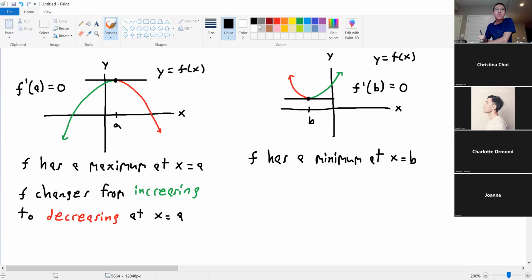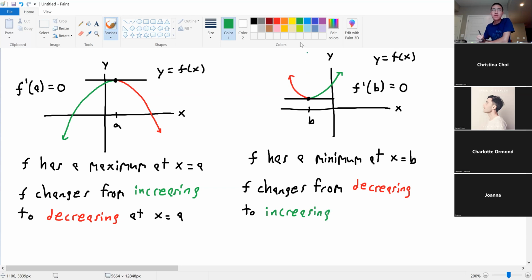And then tell me what is going on in a similar vein with the second graph. f changes from what to what? Exactly. From decreasing to increasing at x equals b. Now remember what I was talking about with these calculus words. What does increasing mean again about the first derivative? And what does decreasing mean for the first derivative?